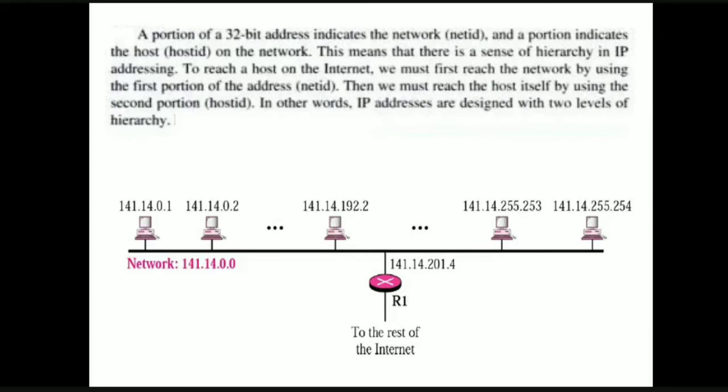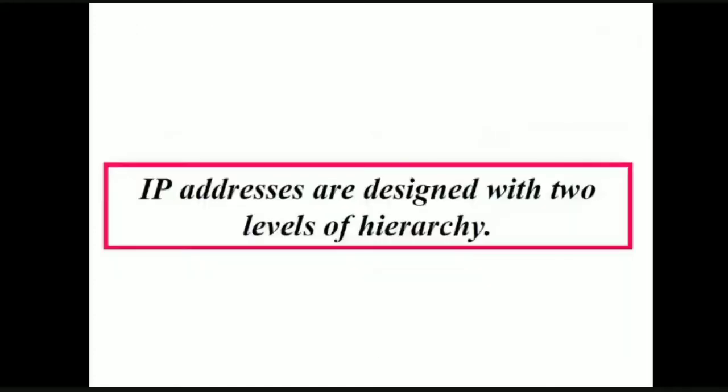So here, what's happening? IP addresses are designed to work with two levels of hierarchy. What is the first level of hierarchy? The network address. And what is the second level of hierarchy? The host IP address. That is, packets from the external internet come to the network ID first, and after coming to the network ID, at the second level they come to the host ID.